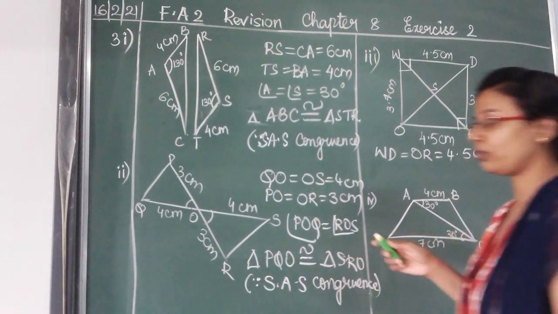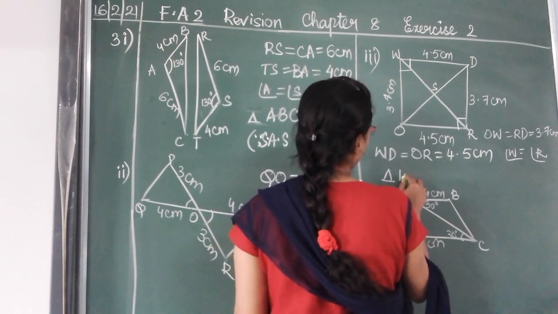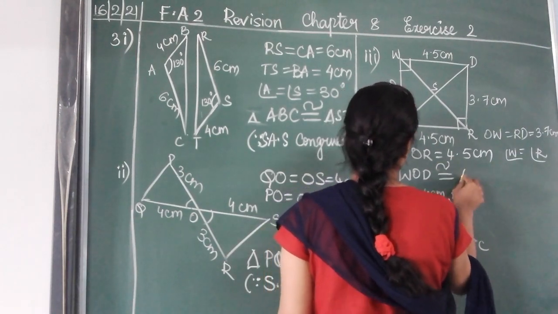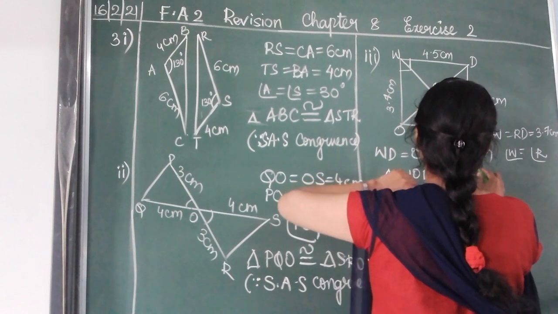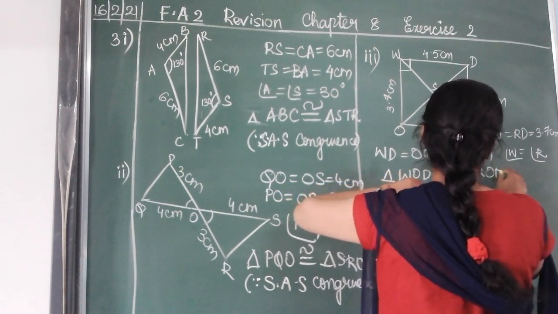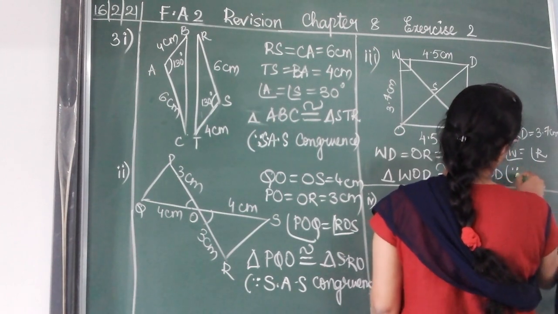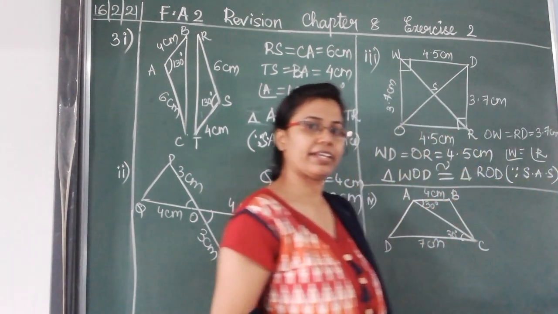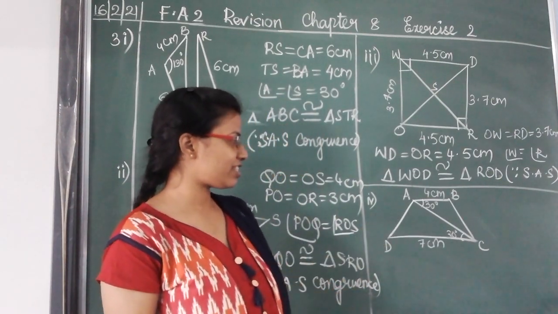So what can you conclude? You can conclude that triangle WOD is congruent to triangle ROD. And what is the reason? Since SAS congruence. Understood this? Okay. So now let's do the last bit.